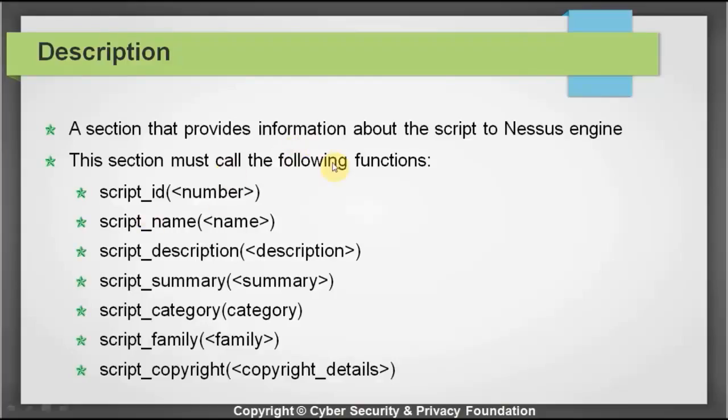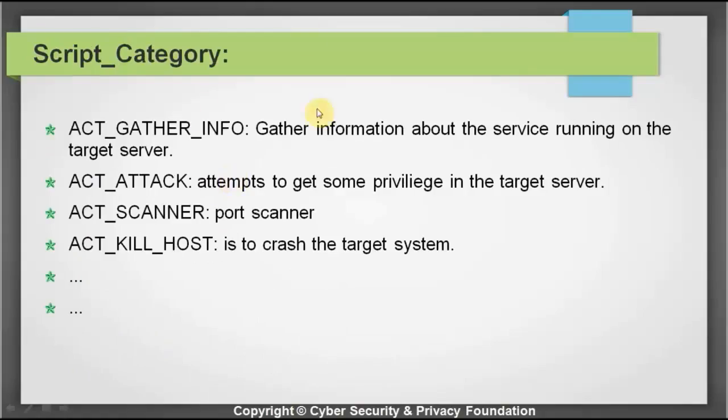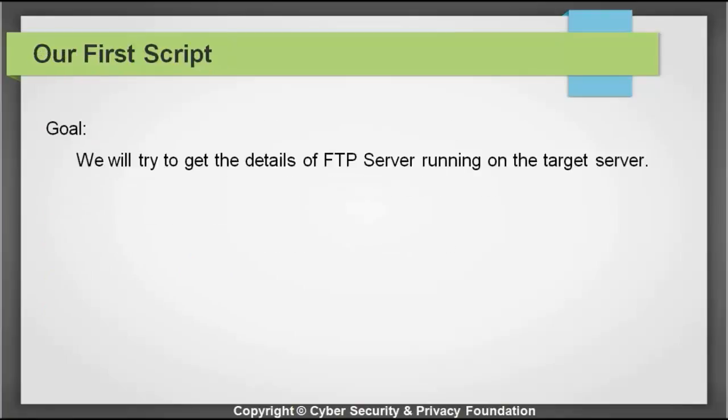So what is in the description section? In this section you give information to the Nessus engine, and over here you have your basic things like script ID, script name, script description, summary, category, family, copyright, all these things. And you have different script categories like gather info. This means the script will gather info. There is attack, scanner, and kill host, which will be used to crash a target system. All these different categories you have.